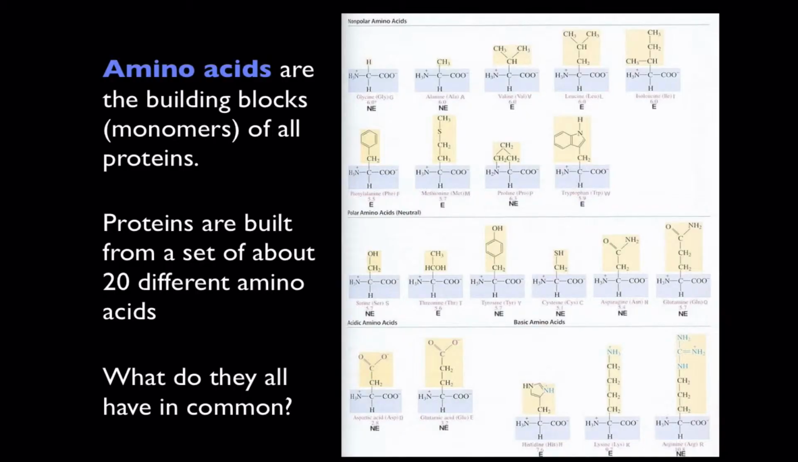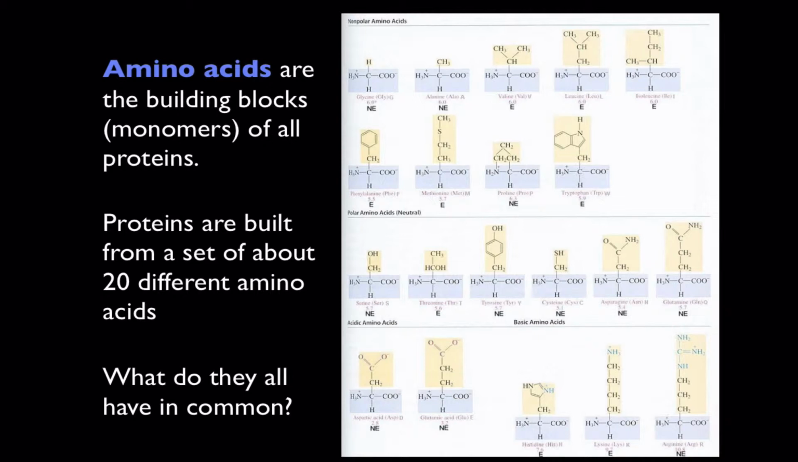Alright, the building blocks of all proteins are called amino acids. So amino acids are what we call the monomers of proteins. And there is a set of 20 different amino acids that all proteins on Earth are built from. And we get these amino acids from the plants we consume or from the animals that we consume that in turn must have consumed a plant at some point in the food chain.